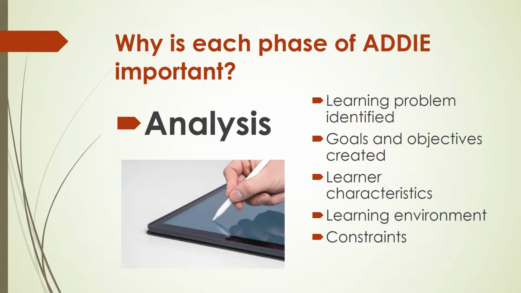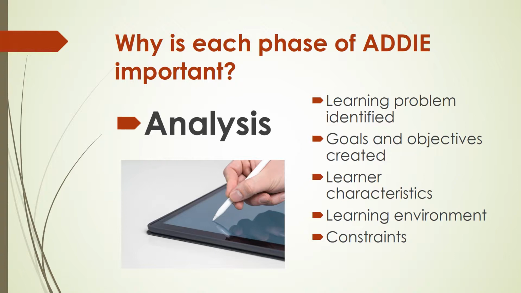Analysis is the first phase of the model. This is where a needs analysis or assessment is carried out to gather, sort, and analyze information to determine if instruction is the best solution. The target audience is identified and the learning problem is identified. Goals and objectives are created. Goals need to be measurable and objectives need to state what the student should be able to do.